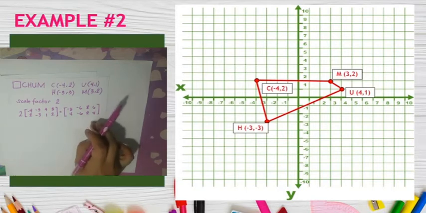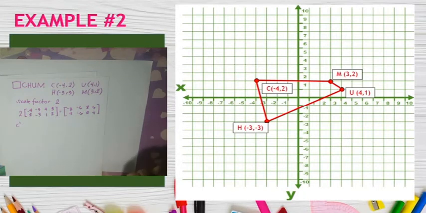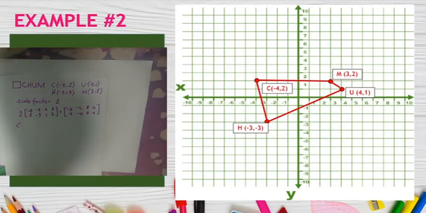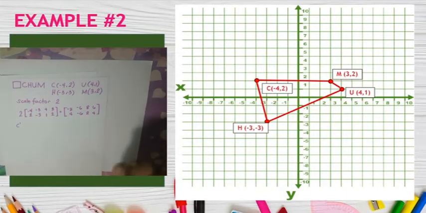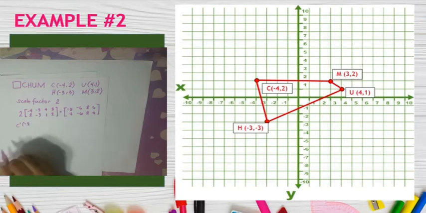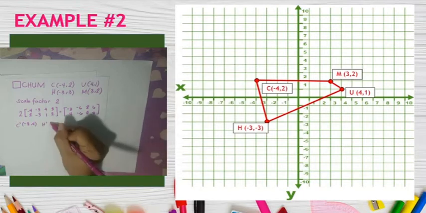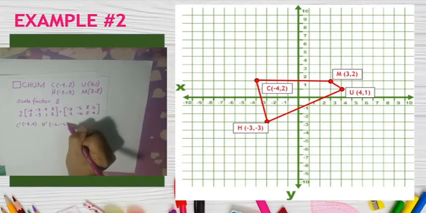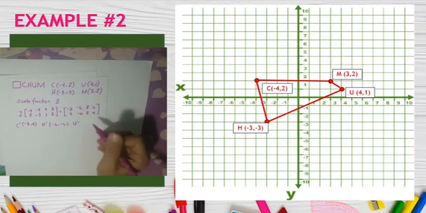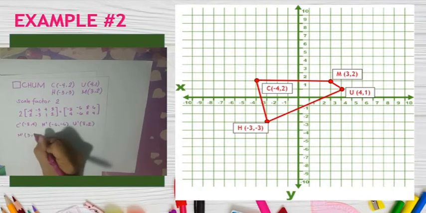Now let's transform this to their respective coordinate forms. And please don't forget to put the prime sign just above the point. Alright, so going forward, for C prime we'll have here -8, 4. And then for H prime, we'll have -6 and -6. For U prime, we'll have here 8 and 2. For M prime, we have 6 and 4.